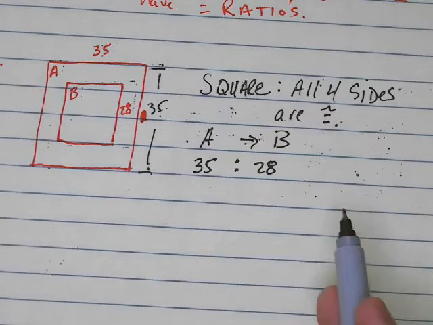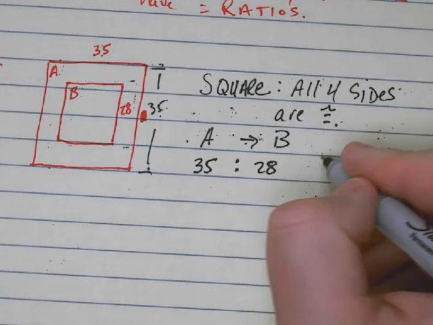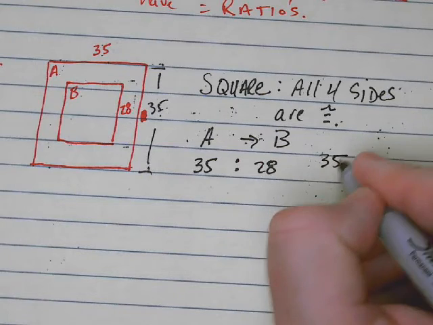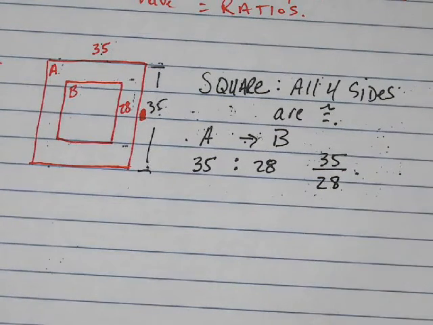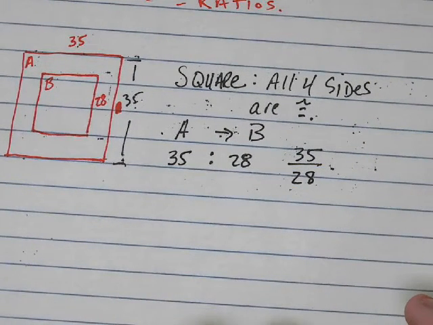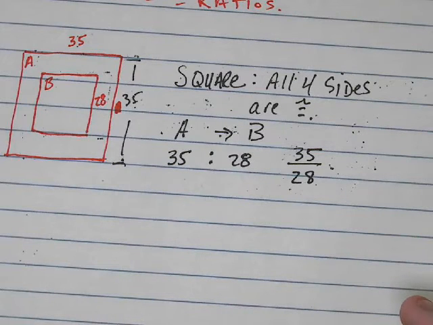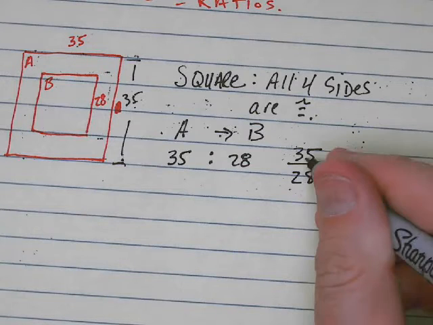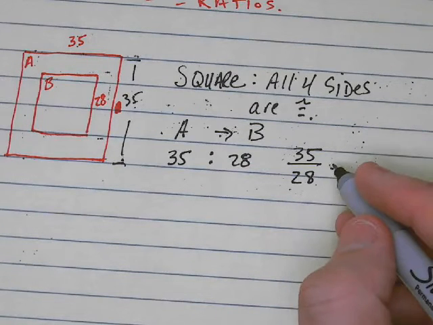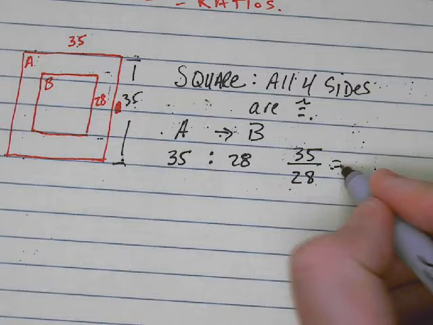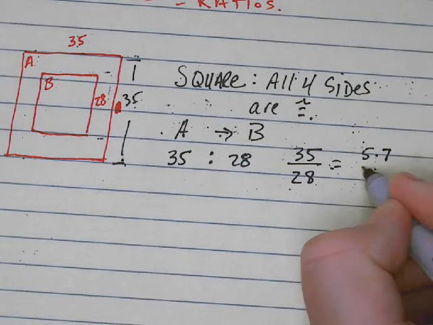That's one way to write it. Or we write it like a fraction. 35 over 28. And then always we've got to reduce. What are the whole numbers, the factors of 35, that are also factors of 28? Factors of 35, I know, are 5 and 7. So that could be 5 times 7.